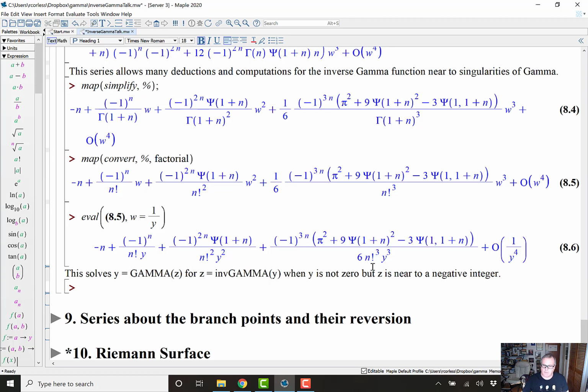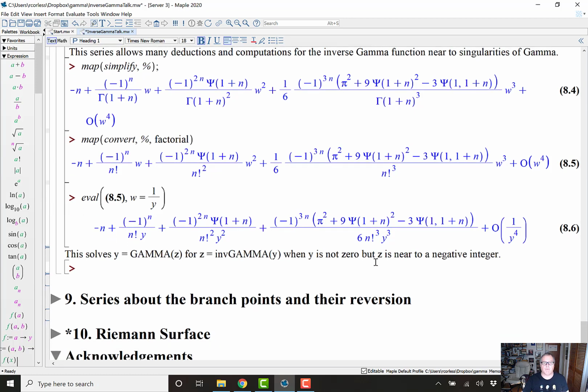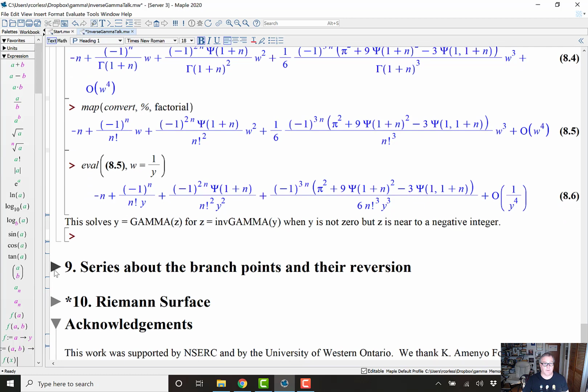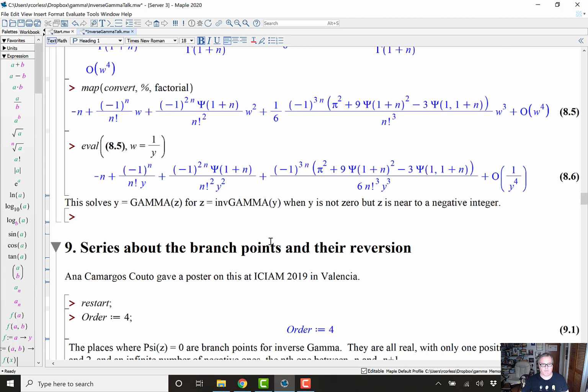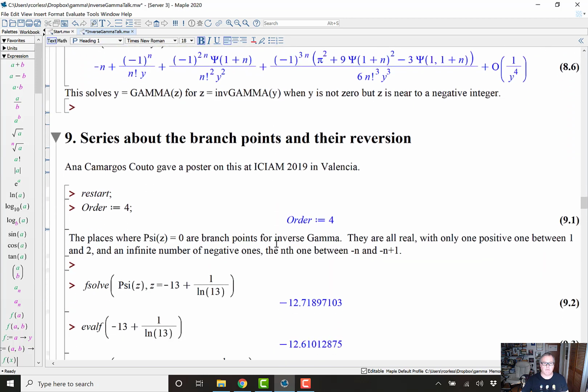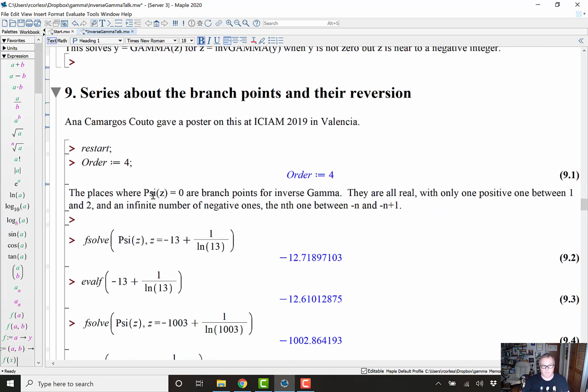But that's not enough. We actually need to be careful about distinguishing one branch from another. So we're going to have to take the series about the branch points. Taking the series about the branch points is a little bit more difficult. The places where the derivative of gamma, that is psi of Z, is 0, will give us the location of the branch points. These are all real, and that's true. There are no complex branch points for the functional inverse of gamma.